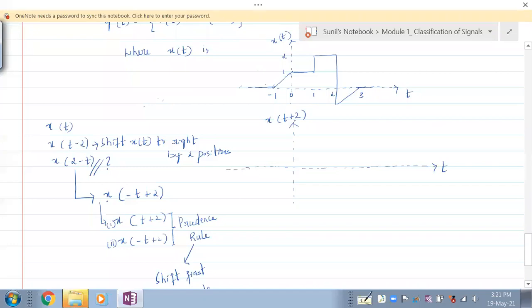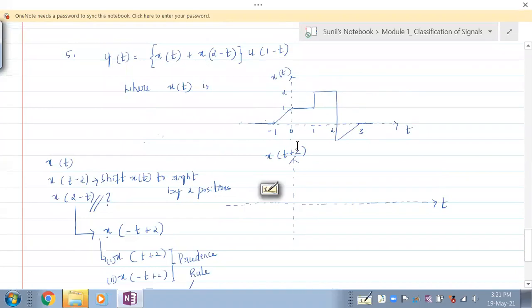X of t plus 2. X of t is given to be this. Now this needs to be shifted. Since it is plus 2, we need to be shifting it to the left by 2 positions. See here, the given signal starts at -1. So if you shift it to the left by 2 positions, now the same signal should be starting at -3.